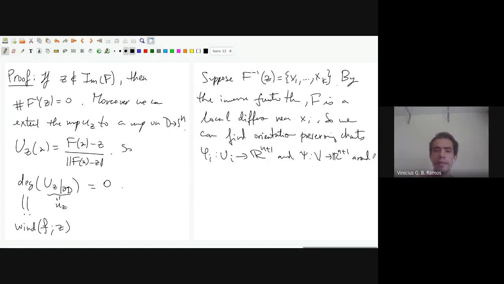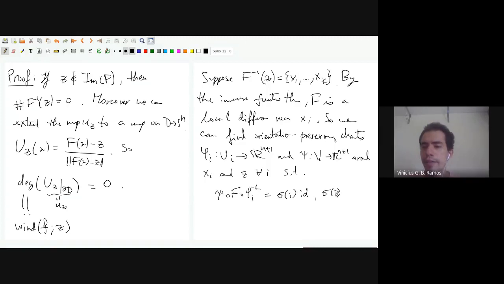So these are charts around xi and z for every i, such that when I compose F with the inverse of psi, when I look at F in charts, this is plus or minus the identity. So I'm going to write the sign as sigma of i times the identity, where sigma of i is plus or minus 1.